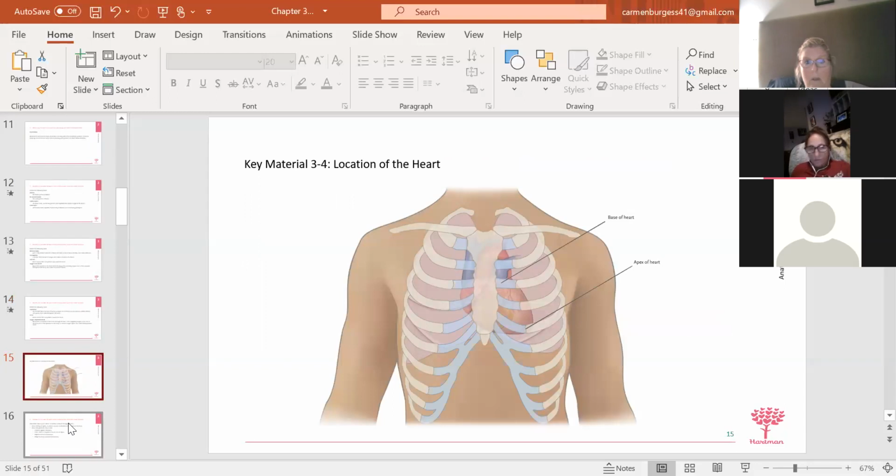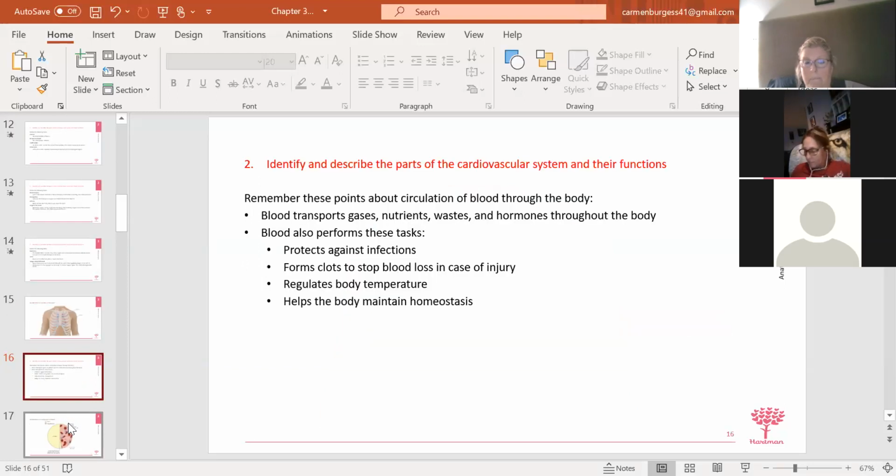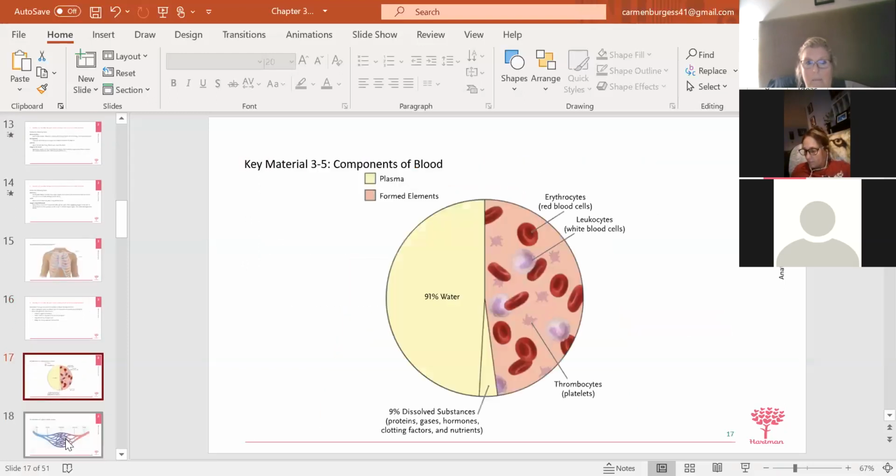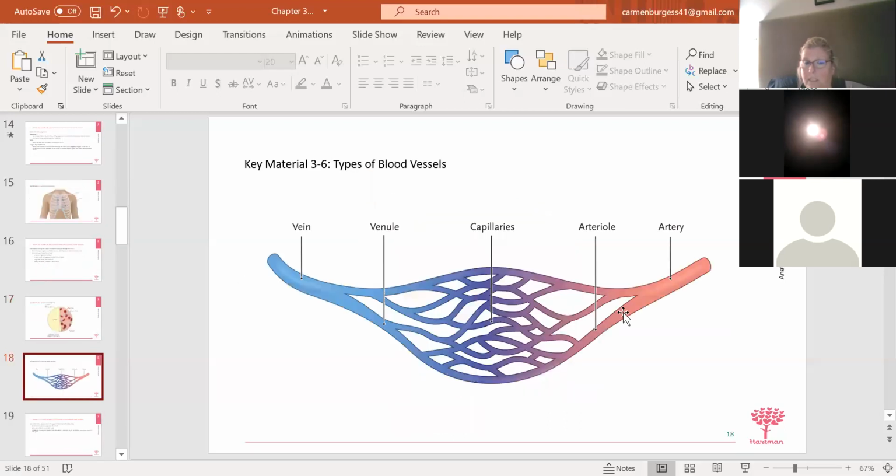There's your location of the heart. We already talked about that. This is what I was telling you about, the components of the blood. This is the plasma, and this is the part of your formed elements. You got red blood cells, white blood cells, thrombocytes or platelets. This is what's in your blood. Here's the closed system I was telling you about.